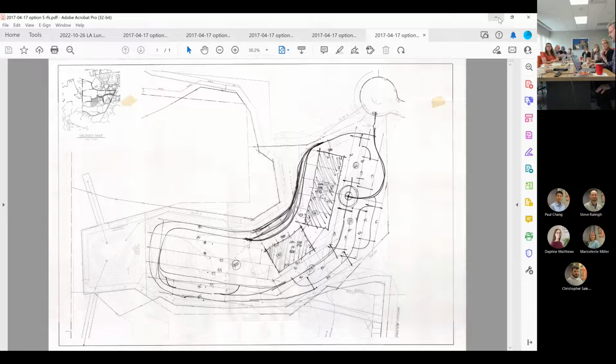AP Columbia was another interesting project that we developed.